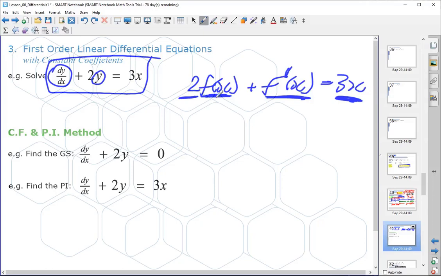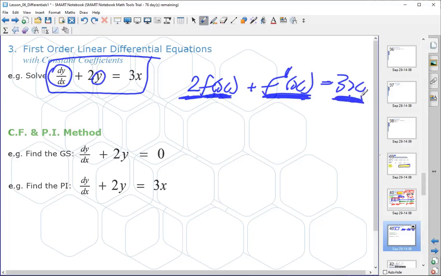I think fx is sine x. I think sine x, when you multiply it by 2 and you add on the derivative of sine x, it gives you 3x. No. Oh, I thought you were going to say yes, but don't worry about hurting my feelings. Okay, Shruti, I've changed my mind. I think fx is a quadratic. You're going to multiply it by 2, and you're going to add on the derivative of fx, and that's going to give you 3x.